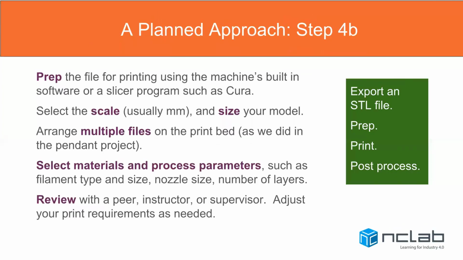Once you have the file in the slicer program or the machine's program, this is where you select the scale. It's usually millimeters, and you're going to size your model. So usually that's a straightforward zoom function. If you're dealing with a group of people, you want to print as many files as you can at the same time. Make sure they're similar designs, and you can arrange them on the print bed. Printing takes a long time, so if you can gather up a bunch of STL files from people, do that. It'll save you a lot of headaches.